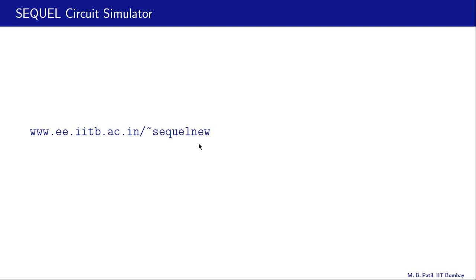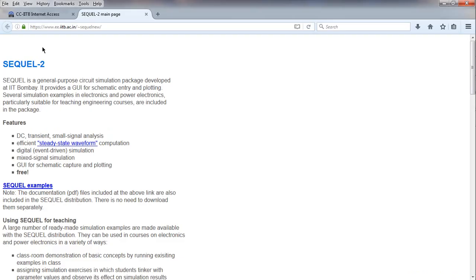Here is the URL for the Sequel circuit simulator website, and that URL brings us to the Sequel main page. There is a description about what Sequel is about, what features it offers, and this feature of course is rather important for our purposes. It's a free circuit simulator. You can just download and use it. Then there's a link for Sequel examples. There is a large number of ready-made examples, and you can click here and find out more about that.